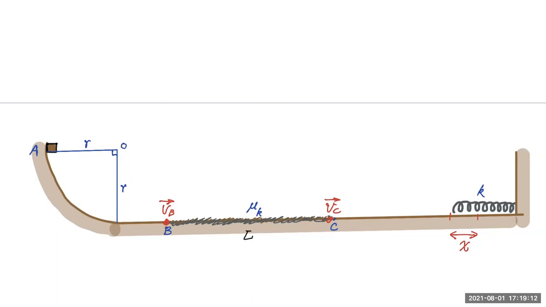Now we know exactly how to do this problem if there is no friction between B and C, right? Because energy is always conserved. We start out with only gravitational potential energy. Then it all turns into kinetic energy.